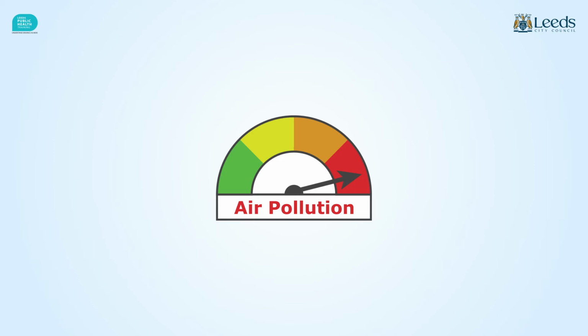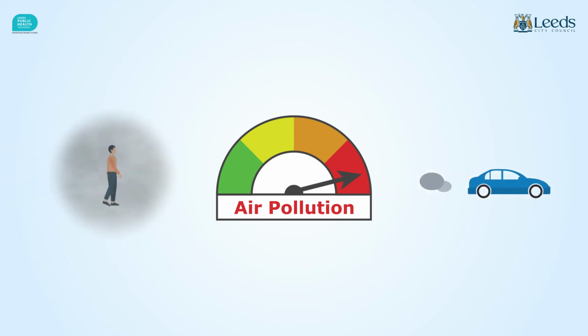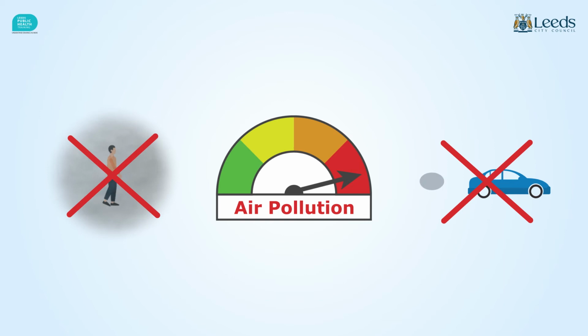2 images appear, each with a large red cross over them. One shows a man walking through a cloud of smoke, and the other, a car emitting exhaust fumes, being crossed out. Through understanding when air pollution is high, we can change our behaviours to reduce both our exposure and contribution to it.